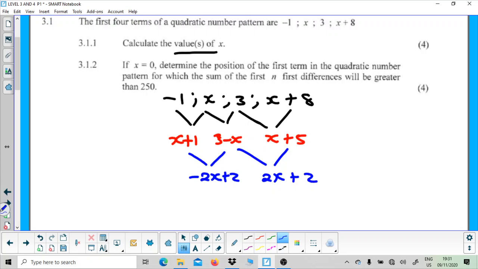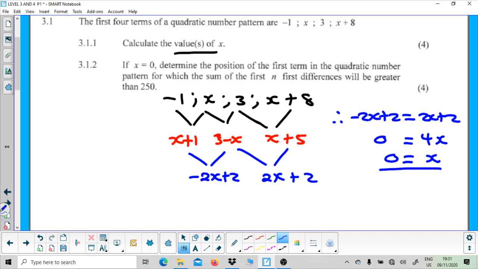What you know is that your second difference is exactly the same. So you're going to equate minus 2x plus 2 to 2x plus 2. Which means if you take this to this side, you get 4x is equal to 0. And your x is equal to that answer. You won't feel comfortable after you get x of 0. Hello, is it 0 really? But I like what they did. I'm sure they knew that if they said x is equal to 0, it gives you a bit of confidence that maybe I was right. Getting x of 0 is not a good feeling at all.